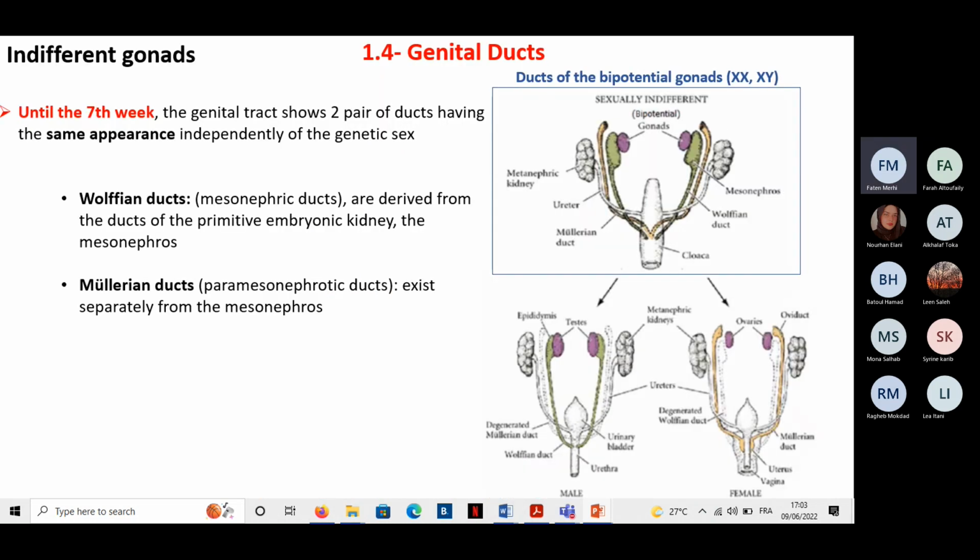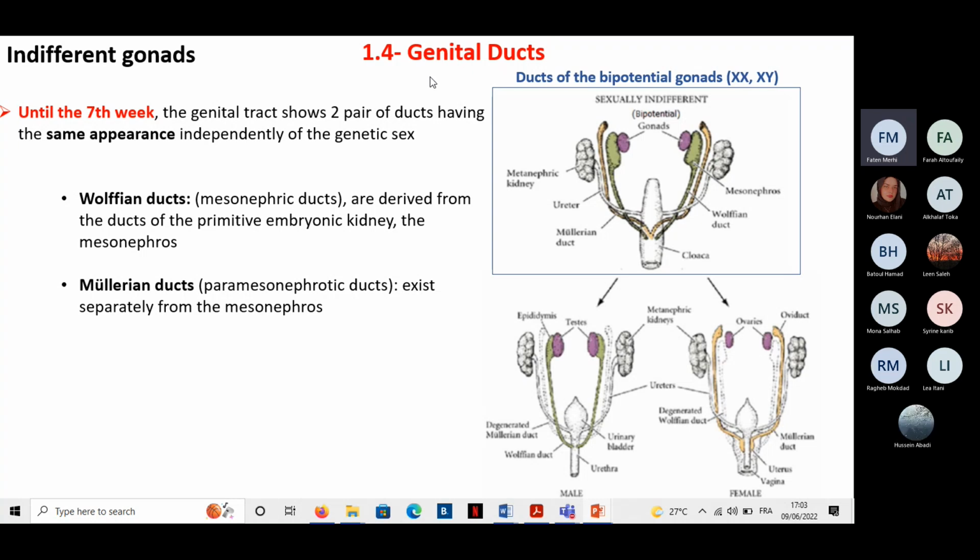Also, we will see that the genital ducts, as you know, in the female are the fallopian tubes or the oviducts, and in the male, the vas deferens. Those ducts are not yet formed at this stage of development. Until the 7th week, all the ducts are the same in both sexes, okay? And both sexes have two types of ducts, in fact.